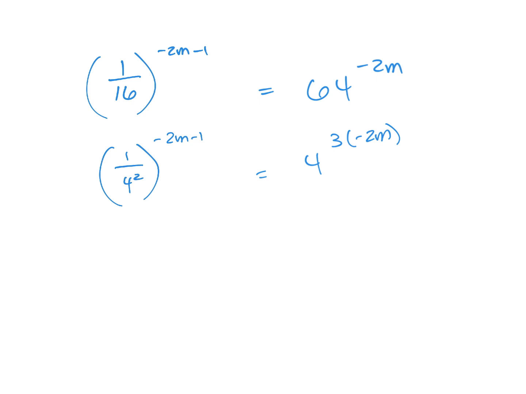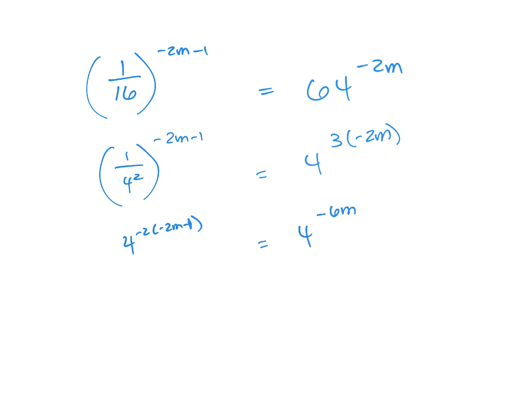You have a guy downstairs, and you need to move him upstairs. Multiply it by that number. What do you do to the exponent? When you move a guy from downstairs to upstairs, you change its sign. So this is going to be 4 to the negative 2 times negative 2m minus 1. Let the math take you there. Don't try to skip steps. Equals 4 to the negative 6m.